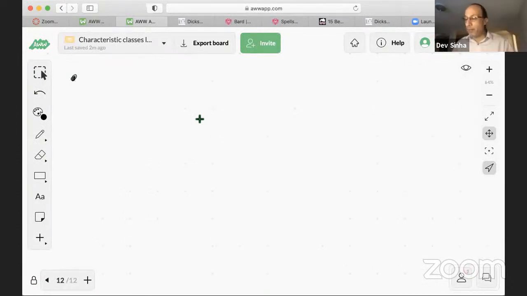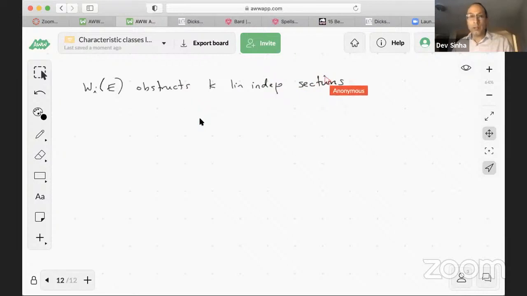First, I wanted to clarify one point because, naively, what's the statement? So W_E obstructs; we proved one version of this, K linearly independent sections. That happens when I plus K is one more than the rank of E.